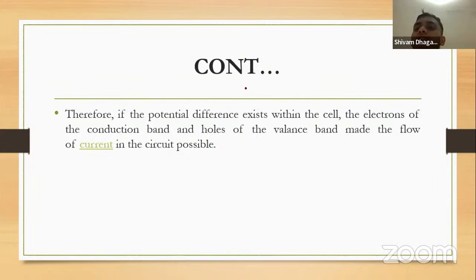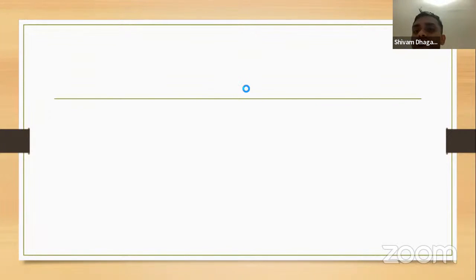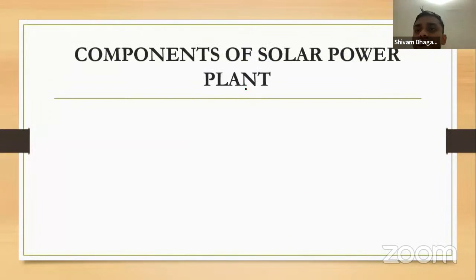Therefore, if the potential difference exists within the cell, the electrons of the conduction band and holes of the valence band make the flow of current in the circuit possible. So because of the potential difference, it is possible to make the electrons flow in the circuit, and electrical energy is generated.